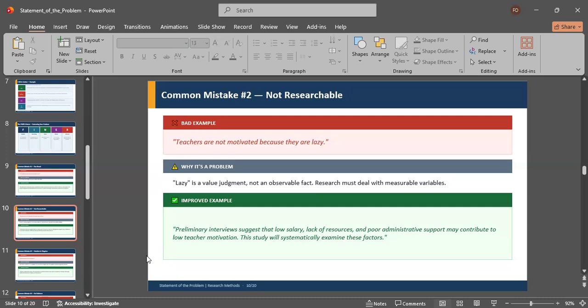It's not researchable because there's no way you can measure laziness. So the improved example looks at a couple of factors like low salary. Of course, if the salary is too low, all of us, we like money, so nobody will be motivated. Lack of resources: you don't have resources to work, so why should I be motivated to work?